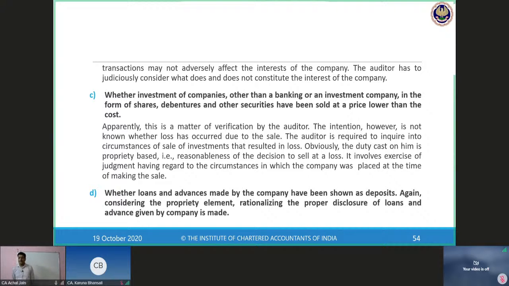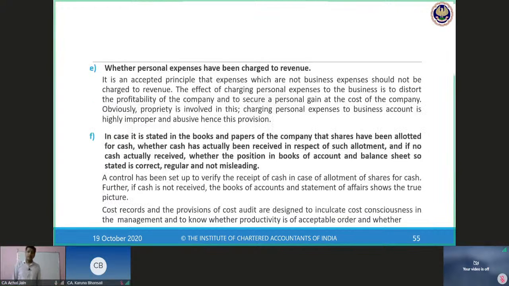Next, whether loans and advances made by the company have been shown as deposits. So the company has given loans and advances, and those have been shown as deposits. Again, considering the propriety element, rationalizing the proper disclosure of such loans and advances given by the company. Next, whether personal expenses have been charged to revenue. Revenue means to the statement of profit and loss.